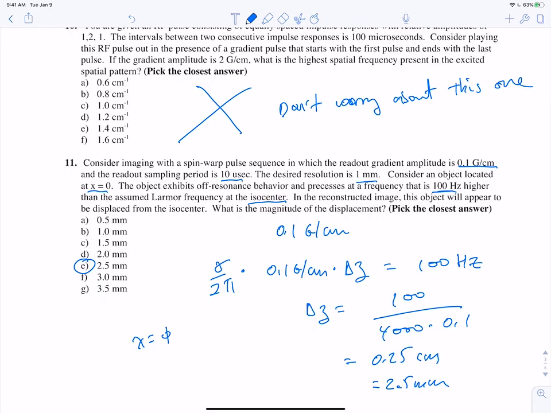I just want to understand what the third last sentence means. I understand the first part, that the object exhibits off resonance means that it's precessing. But what is the second half of that sentence? What do we get from that? It's just trying to help you. It's just saying to assume it's higher than what the Larmor frequency should be at the isocenter, which should just be B naught. Yeah, so this should just be B naught, right? Okay, any other questions?